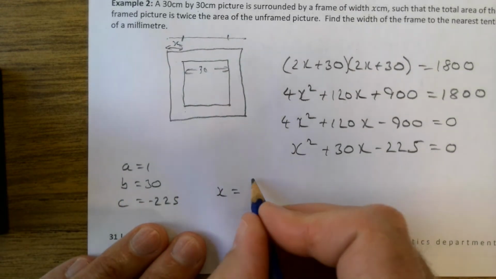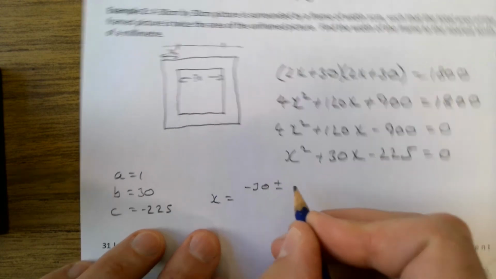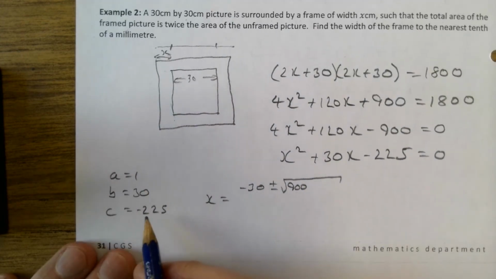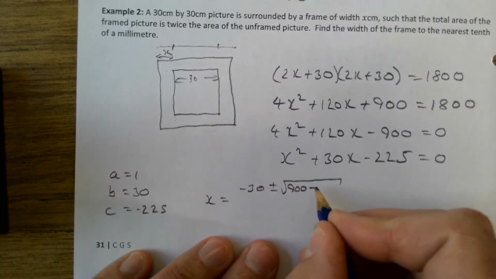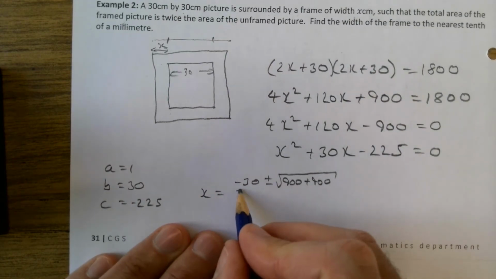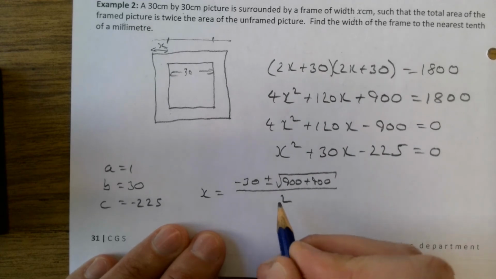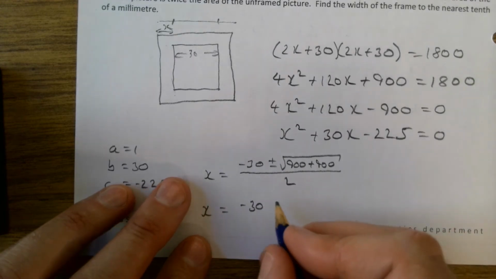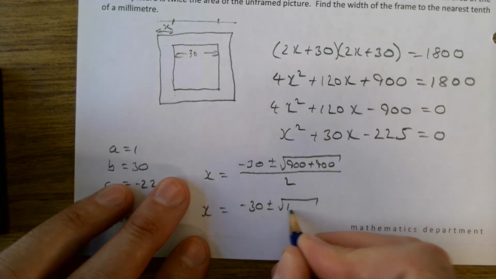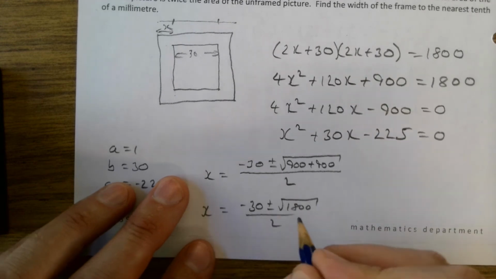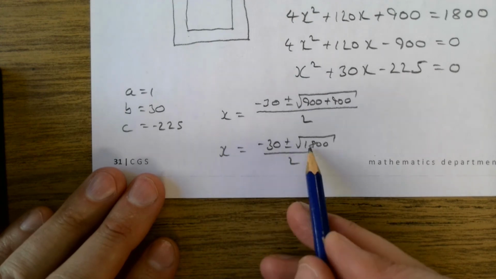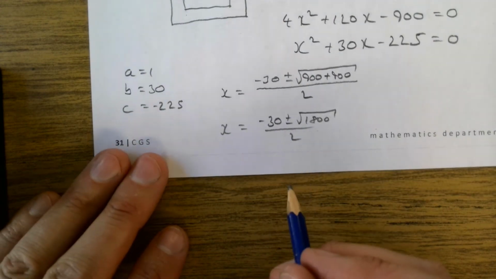So x equals minus 30 plus or minus the square root of b squared, which is 900, then minus 4ac, so it's minus 900 (4 times 1 times minus 225), all over 2. So x equals minus 30 plus or minus the square root of 1800 all over 2. That would split up into its two options. We're only going to need the positive option, otherwise you're going to get a negative number. x can't be a negative number, that doesn't make any sense.